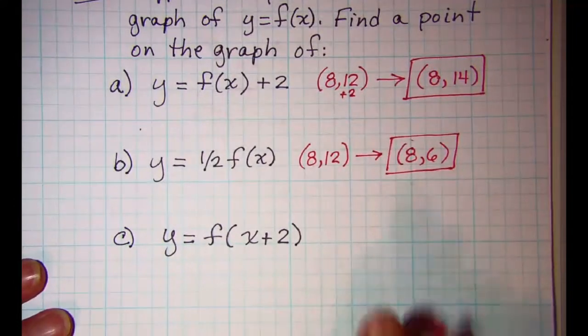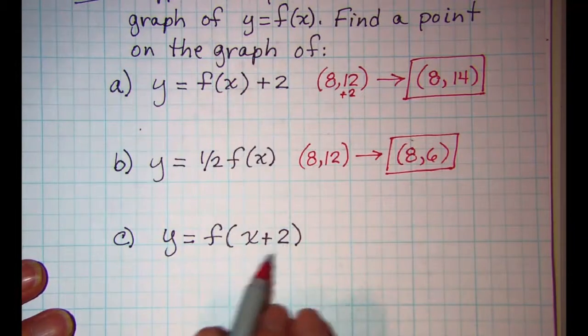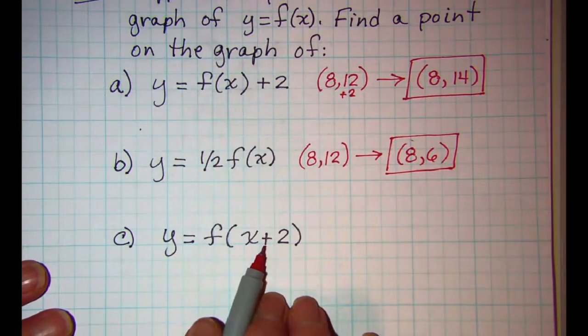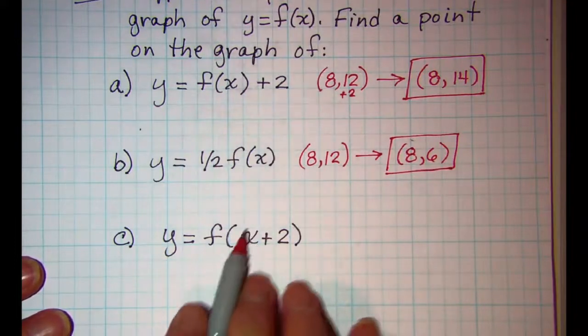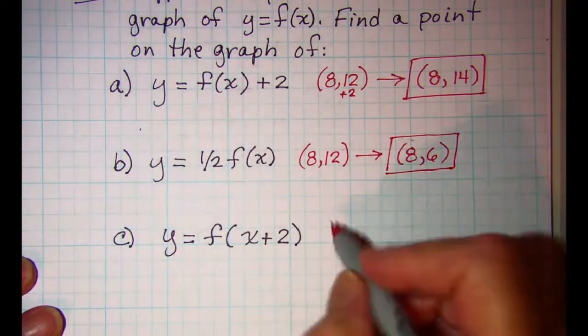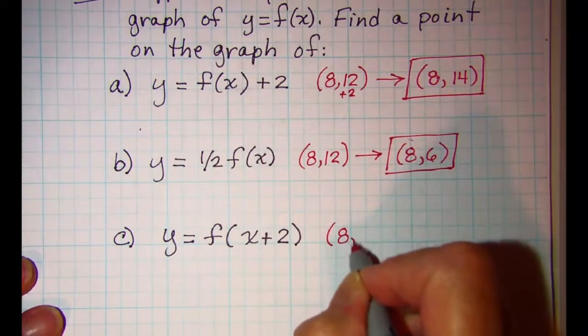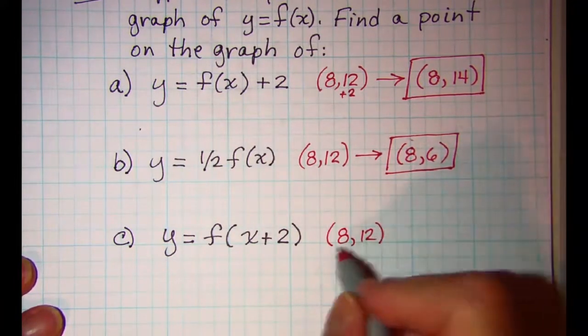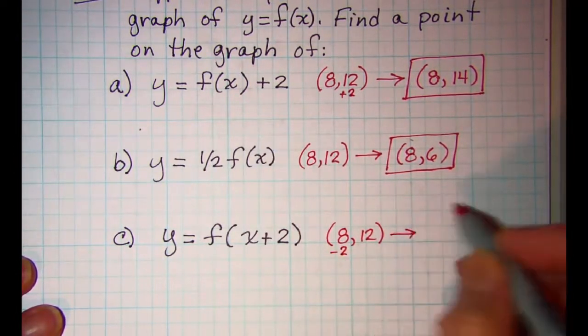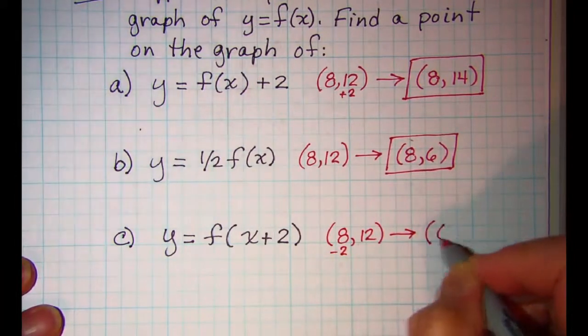And then our last example. Now this is that one where we're doing something inside the function, so we have to proceed with caution. It acts just opposite of the way you would think it would act. So negative 2 needs to be added to the x, or subtract 2 from the x value. So we're starting with 8, 12, and we want to subtract 2 from my x value. So this point will transform to 6, 12.